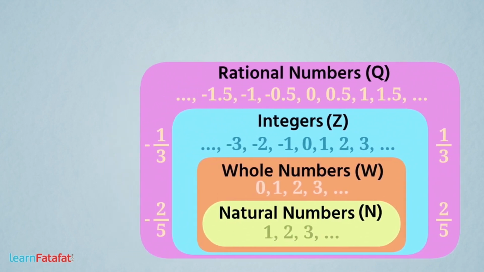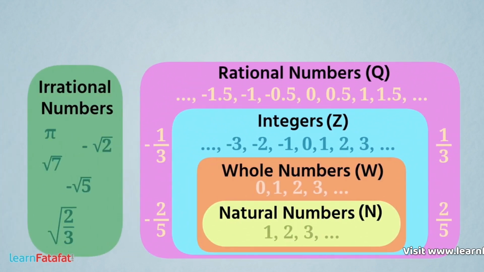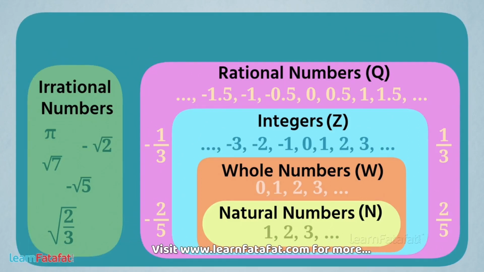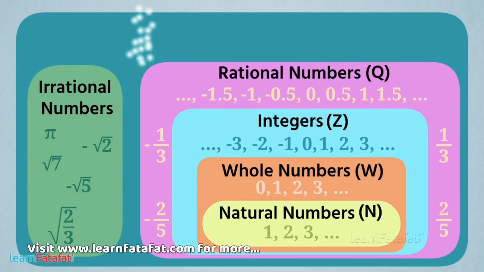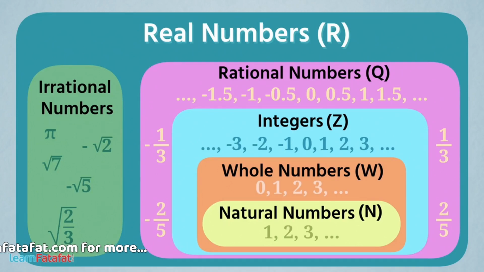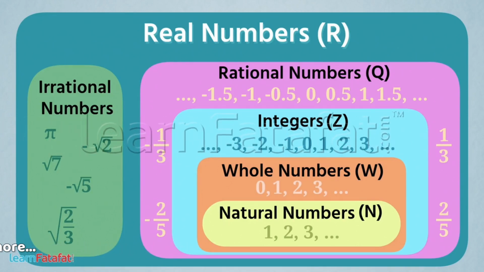Now as we know irrational numbers as well, we include them along with rational numbers, and so the resulting collection is called real numbers. We will learn more about real numbers in upcoming videos.